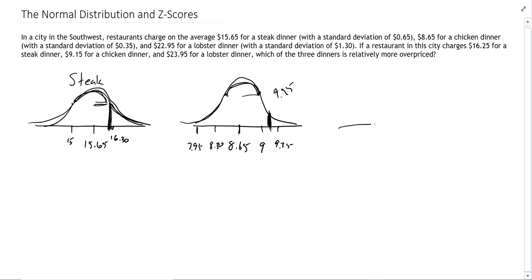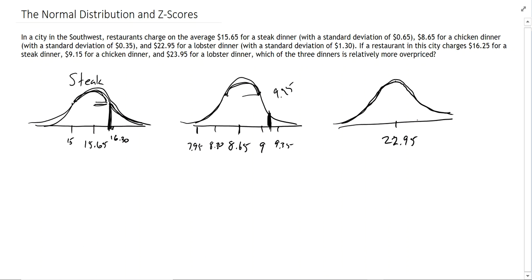And then the lobster dinner, again, we're looking at a normal distribution. You might notice the way that I draw these, it's usually a lot easier to draw that curve and then put in the numbers rather than try to force the drawing of the curve to match your numbers. We'll smooth that out a little bit. The mean for lobster is $22.95, and the standard deviation is $1.30.